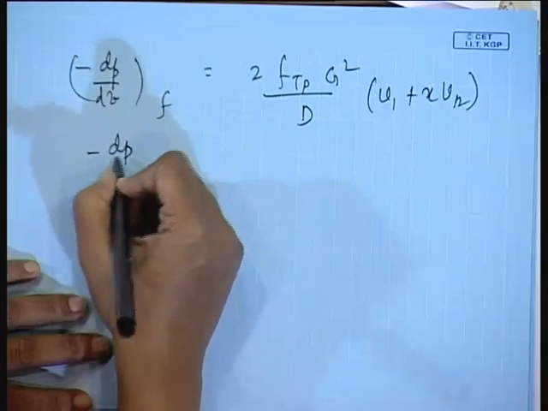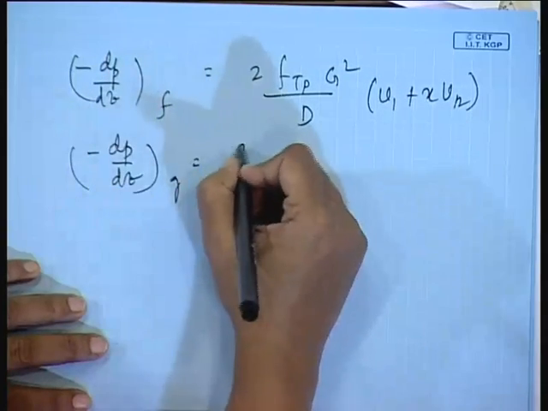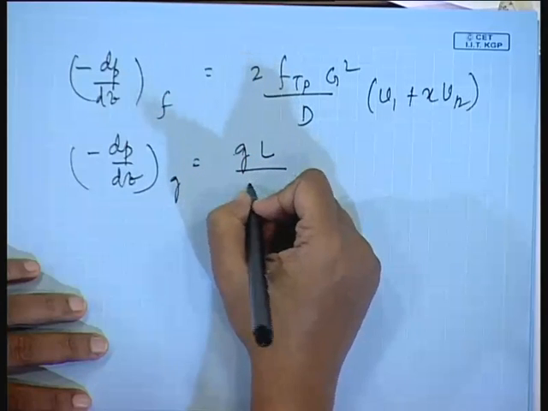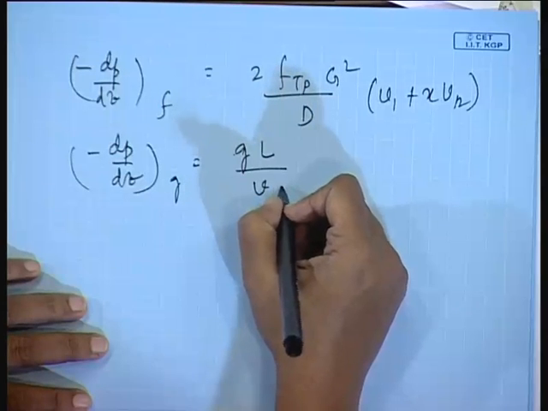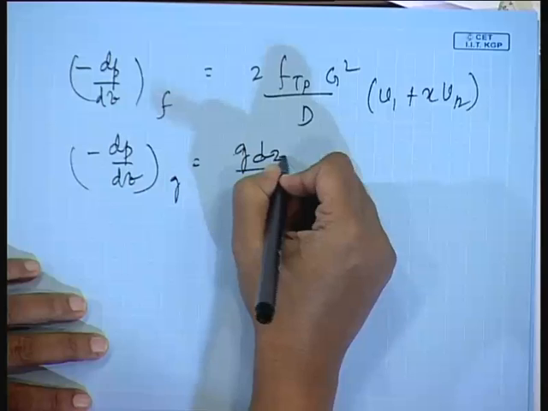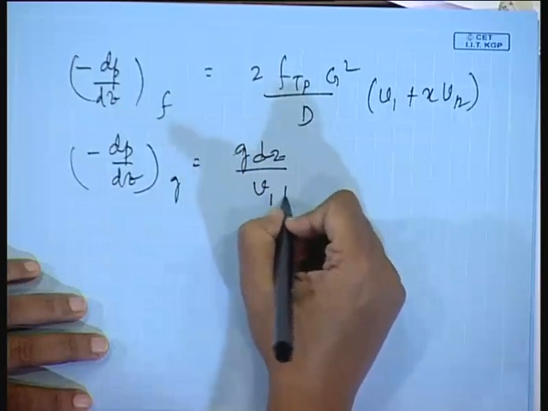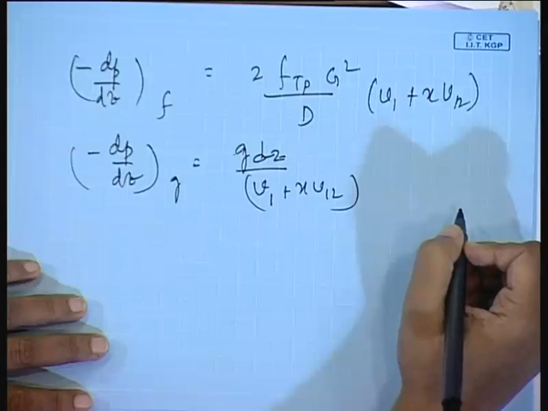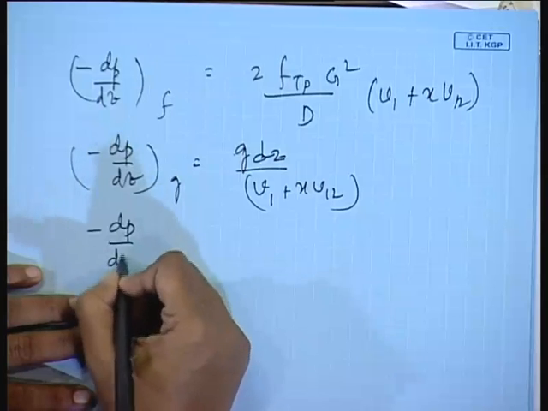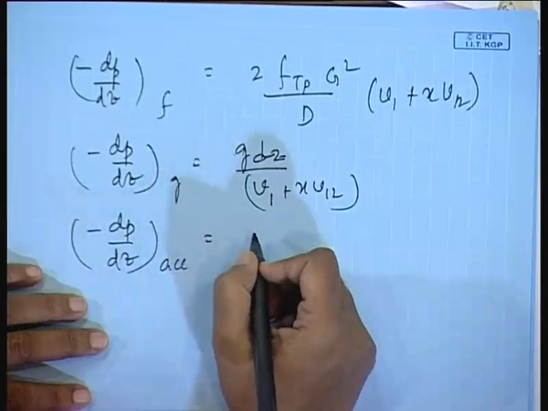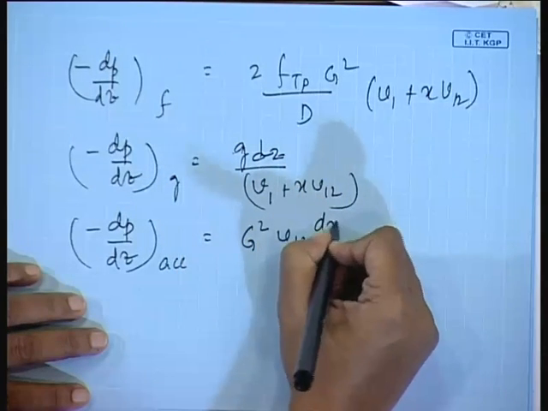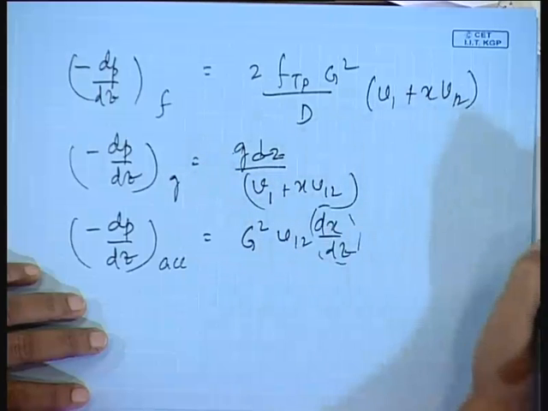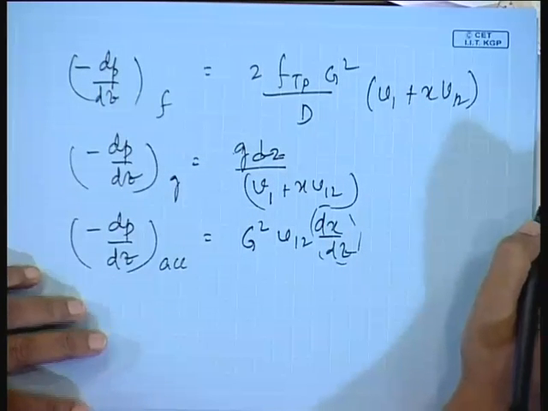What about your gravitational pressure gradient? This is simply, or rather sorry, G dz, very sorry, g dz by (v1 plus x v12), is it not? Rho g dz. And what about your acceleration pressure gradient? Your acceleration pressure gradient, you can obtain it as G squared v12 dx/dz, where you know that this particular dx/dz is linear, which I have already mentioned.